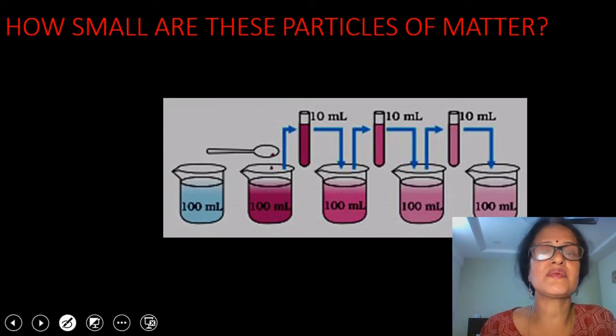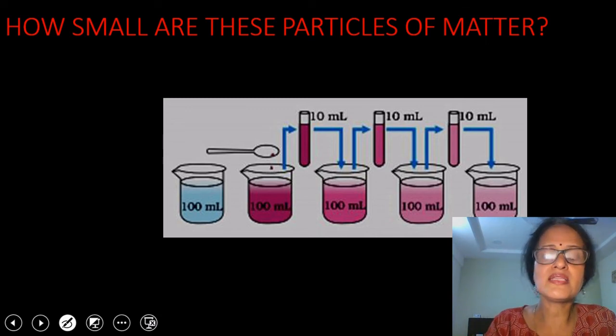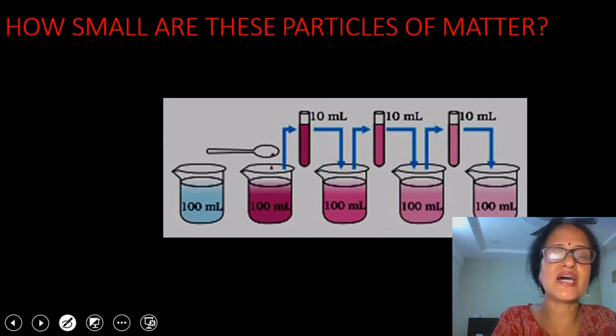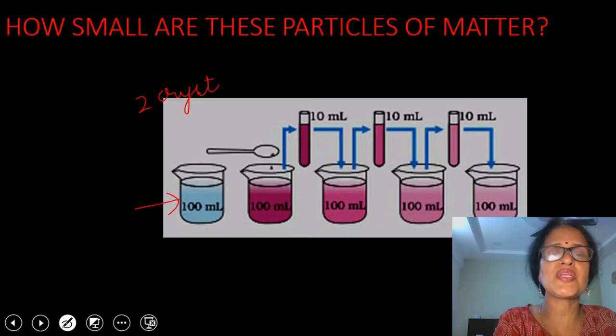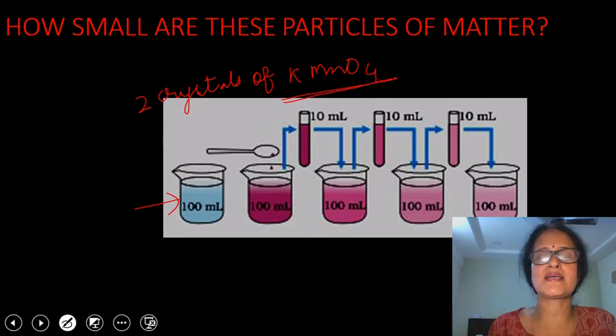Now we will discuss how small these particles are with the help of one more simple and interesting activity. In this activity, we have taken 100 ml of water in a beaker. To this 100 ml of water, we have added 2 to 3 crystals of potassium permanganate. The formula of potassium permanganate is KMnO4. Its color is purple.